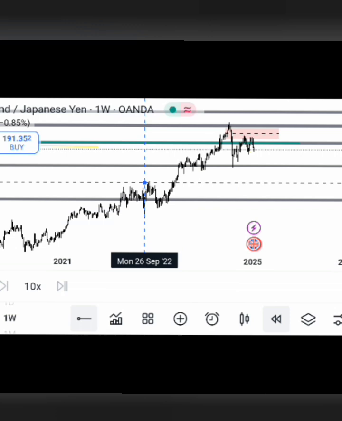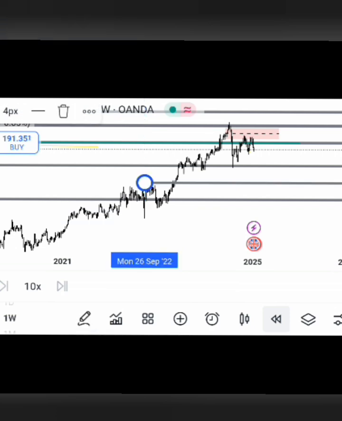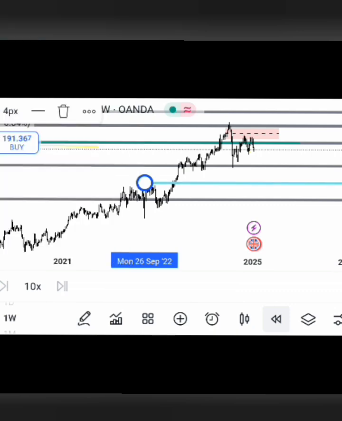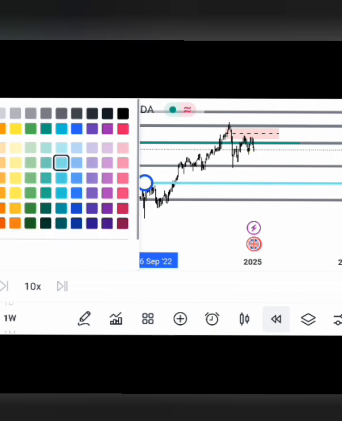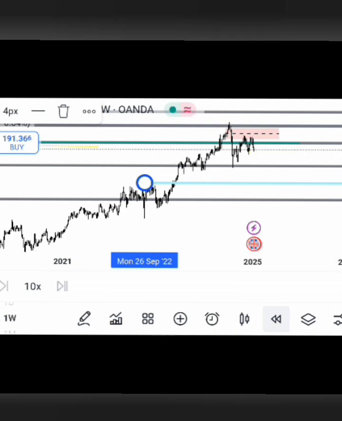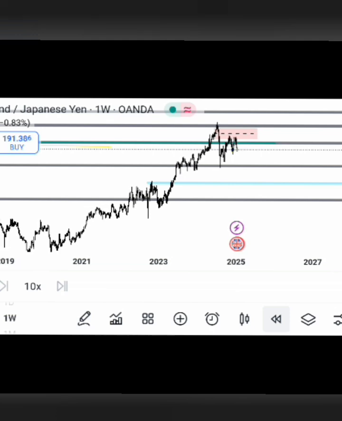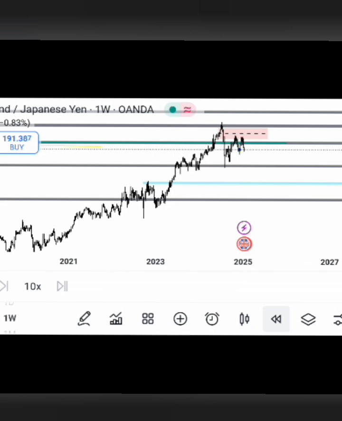So can you see it? Let's change the color. Which color should I use now? Blue? Okay, let's try blue. Or let me try faint blue. Good. Can you see it now? So we know that this blue stands for our weekly turning point. So can you see what is happening? This is a turning point.